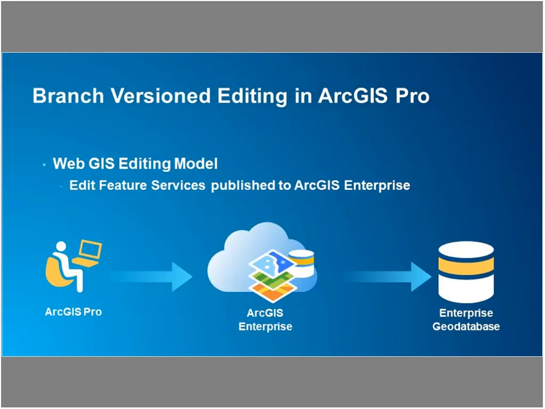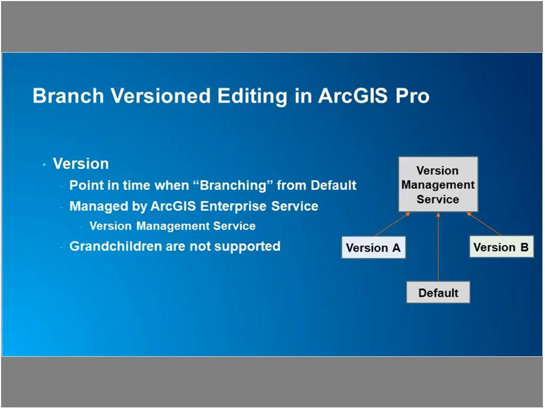Now, branch versioning supports a Web GIS editing model by providing multi-user editing scenarios for feature services. In this workflow, data is published as a federated feature service. This means our enterprise geodatabase is registered with ArcGIS Enterprise. Now, branch versioning is only available in ArcGIS Pro. A version is a point in time when new edits have branched off from the default version. When a branch versioned dataset is shared as a service, there is the option to enable the version management capability. This creates a version management service that is responsible for creating and managing versions.